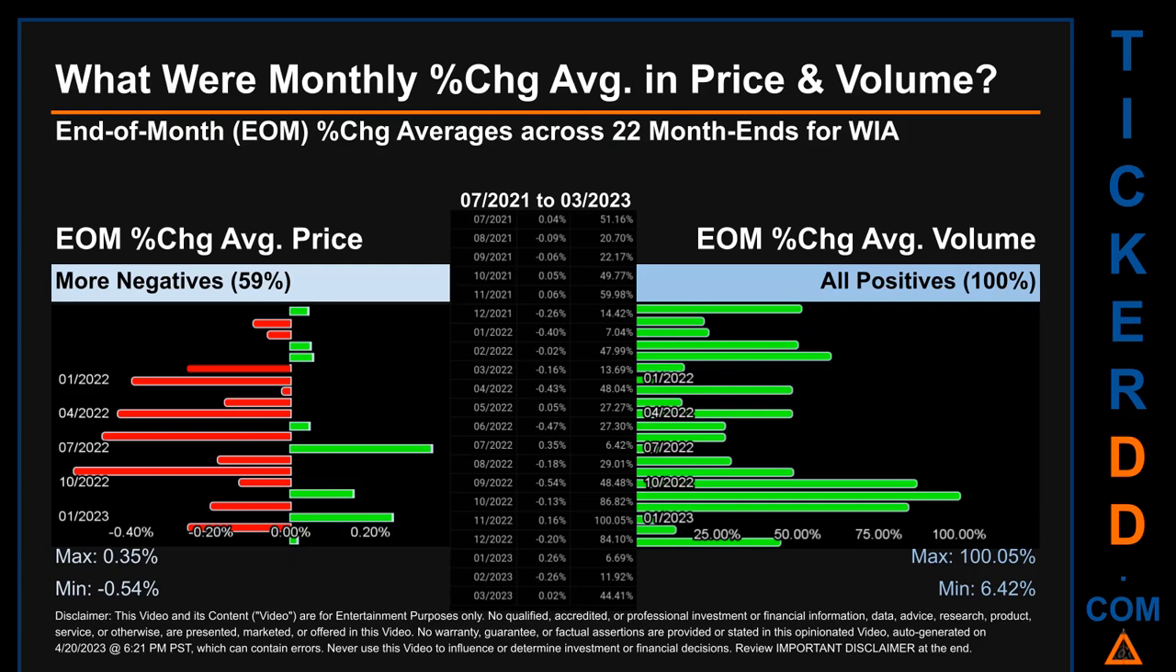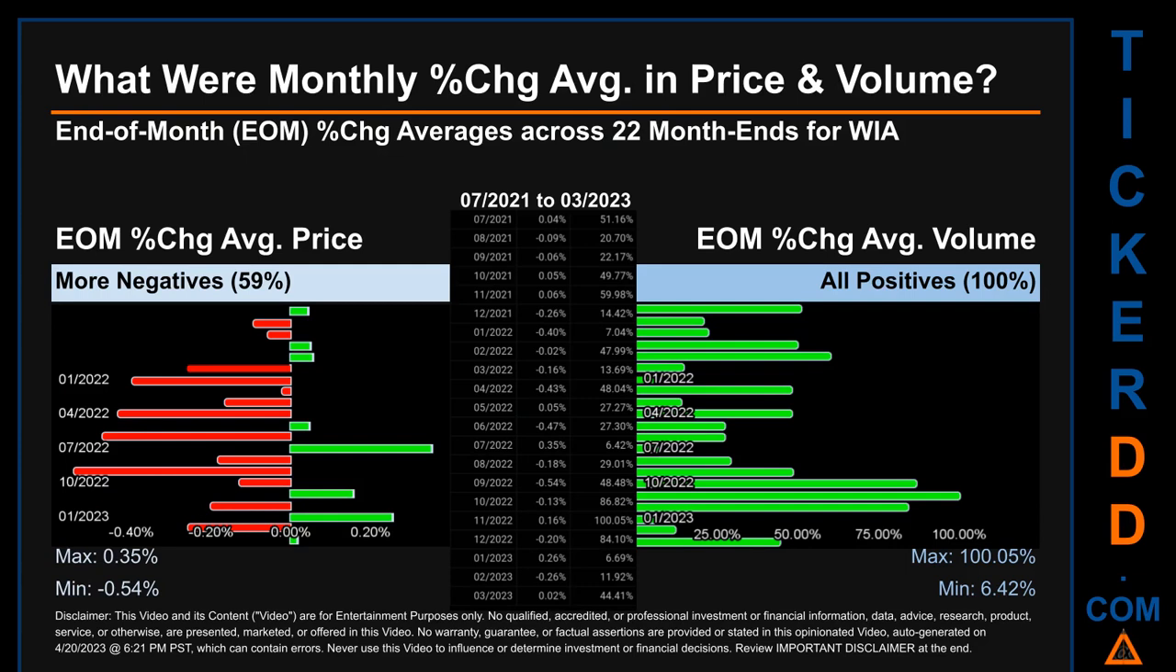From 07-2021 to 03-2023, out of 22 month ends, 13 had a negative percentage change in average price. Meaning 59% of month ends saw a negative percentage change in average price. In terms of volume, 22 out of 22 month ends had a positive percentage change. That is 100% of month ends saw a positive percentage change in average volume.